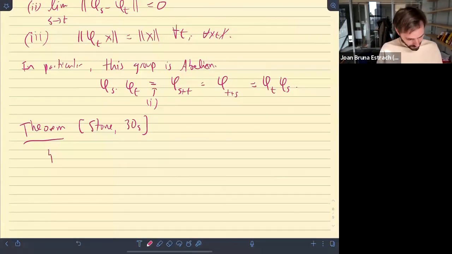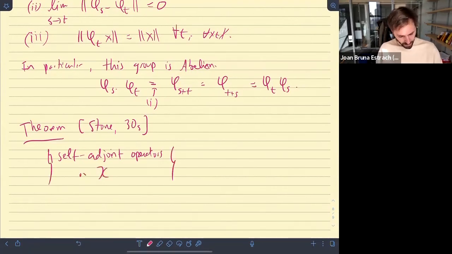So basically what it means is that there's a correspondence, a one-to-one correspondence between self-adjoint operators on the space and one parameter unitary groups. It's a one-to-one correspondence, one parameter, unitary.